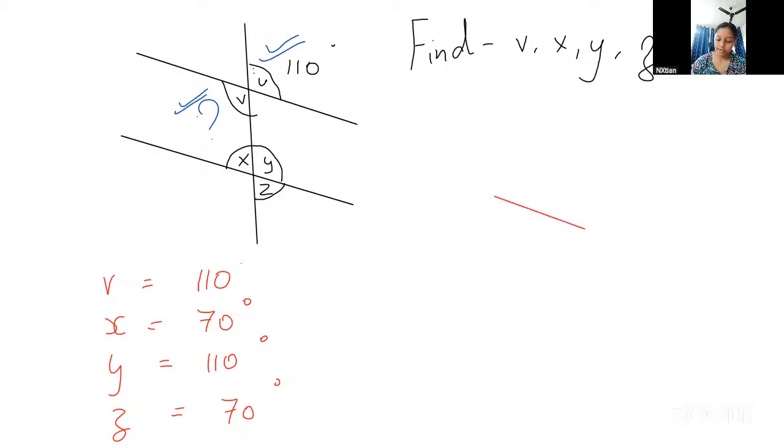When two lines are cutting like this, in that, this angle and this angle are equal, and this angle and this angle are equal. Why? Opposites. So that is why V is 110 degrees, because these are vertically opposite angles.